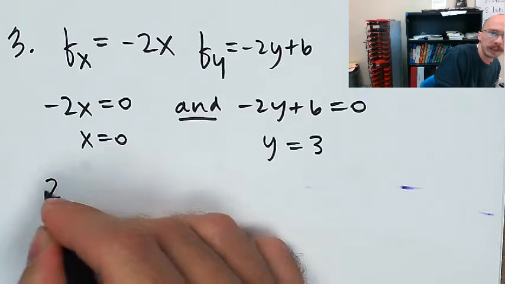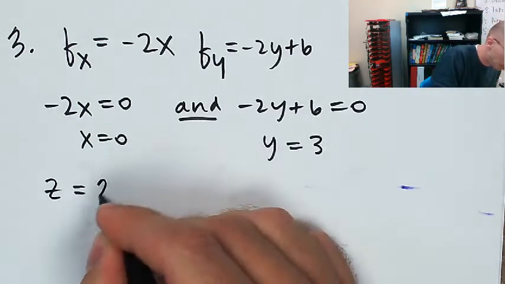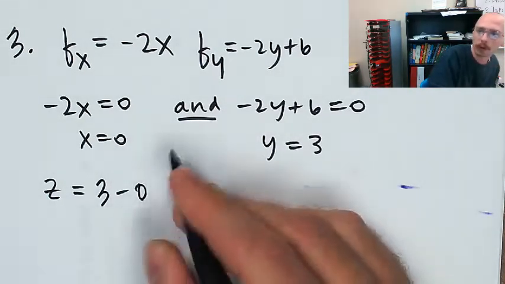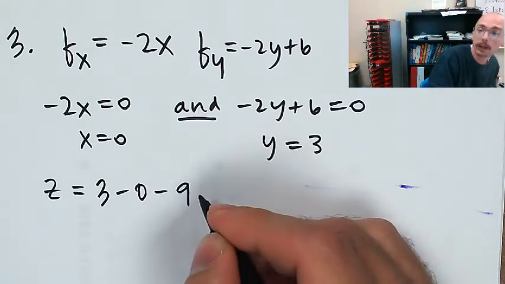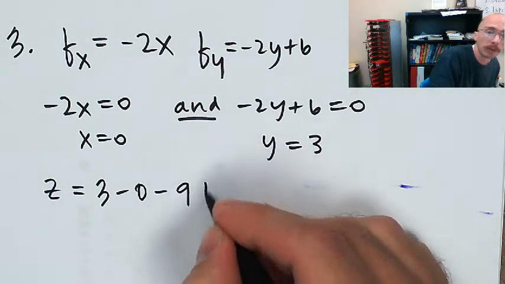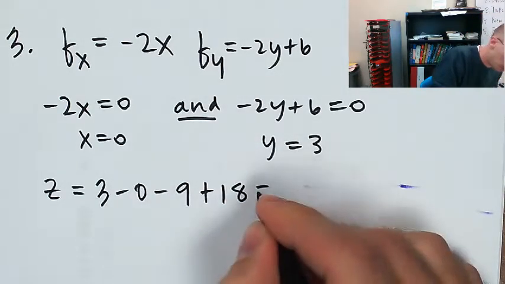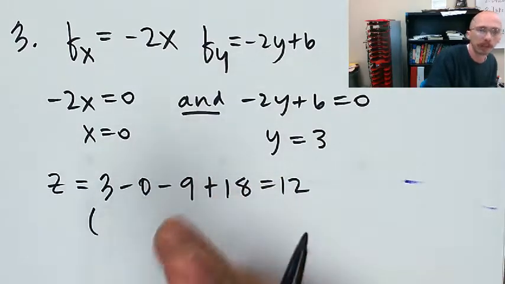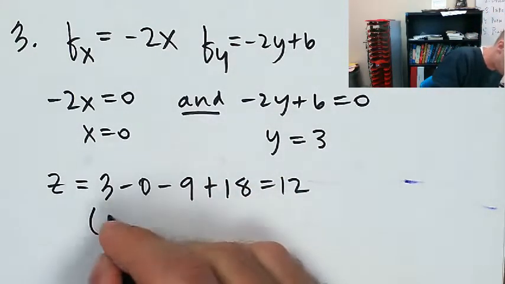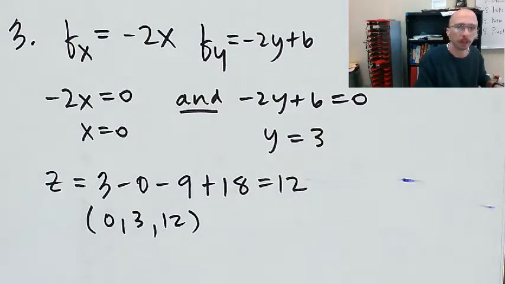So z equals f of x and y, which is going to be f of 0 and 3. So 3 minus 0 squared minus y squared is -9, plus 6y is plus 18. So this is +9 plus 3 is 12. And so the point at which there's a horizontal tangent plane is 0, 3, 12. If I had to write the equation of the horizontal tangent plane, that would be the plane z equals 12.